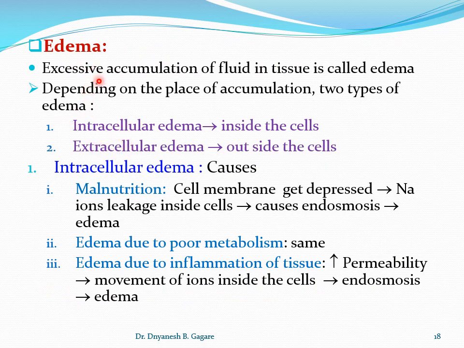And here, what is the edema? So first, edema means the excessive accumulation of fluid in the tissue. Okay, so what is the edema? Excessive accumulation of the fluid in the tissue. Depending on the place of accumulation, there are two types of edema: intracellular edema and extracellular edema.